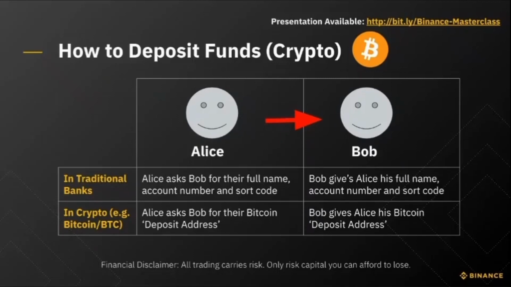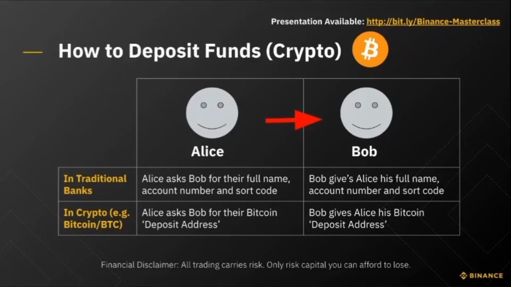In order for me to discuss this, I want to take a step back and give some context, because I think depositing crypto is quite complicated for newcomers. So I want to give an illustration with Alice and Bob. We have two people here, Alice and Bob. Essentially, Alice wants to send some money to Bob.